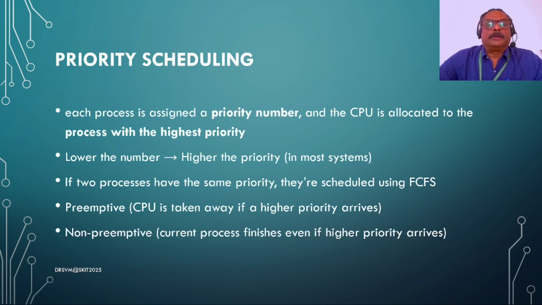In non-preemptive, the current process finishes even if the high priority process arrives. So there may be two types of priority scheduling. One is preemptive, that is the moment a high priority process comes in, immediately the running one is stopped and the chance is given. Or if it is non-preemptive scheduling, then whatever current process is going on will be completed. Till then even the high priority process has to wait, and once the current process completes, then among all the remaining processes in the ready list, whichever has the highest priority will get the chance.